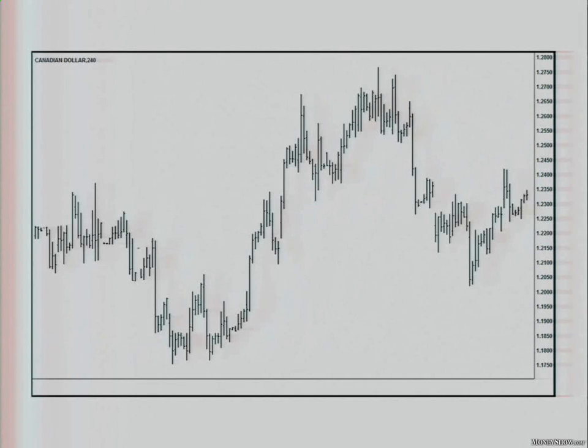240 minute. This is one of the things he was looking at. He wasn't looking at dailies. He was looking at 240s. More pivots, still fairly large stops. Takes 4 hours for each bar to form.